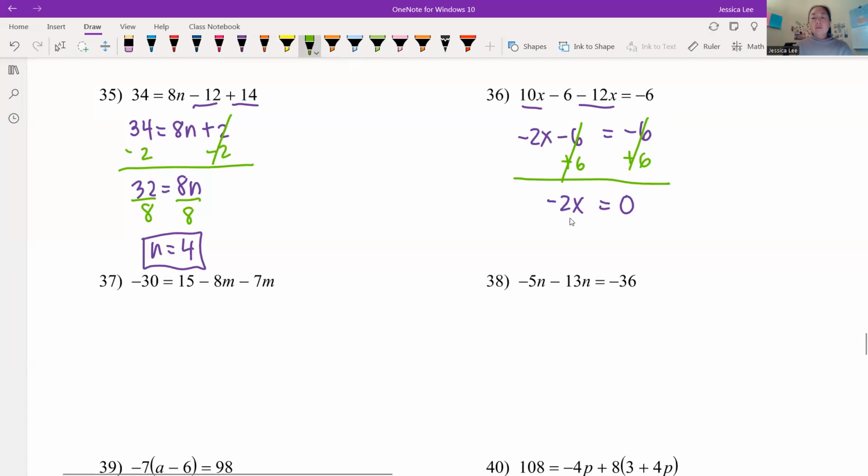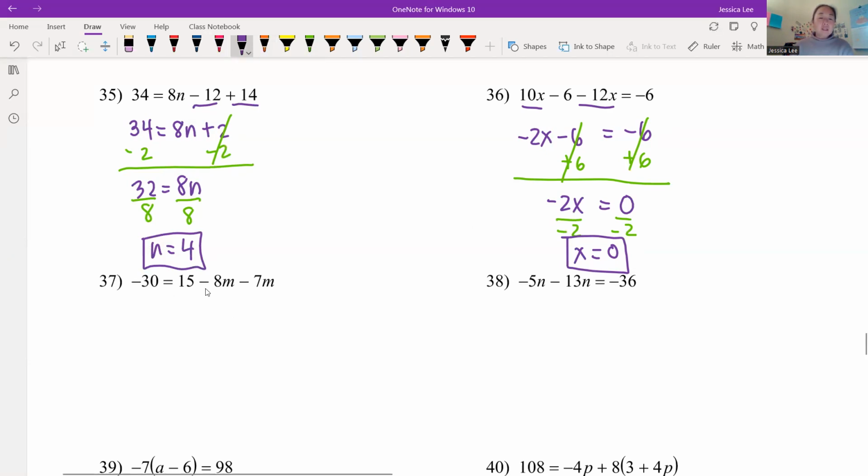Got to get rid of this negative 2. If you think about it, what is negative 2 times what will give you a 0? Think about it. Maybe you already know. So x is going to have to equal 0 divided by negative 2, which is just 0. And some people are like, what, is that an answer? I'm like, yes, it's the answer. The only way this equation works is if x is equal to 0. It's the only way. And 0 is a number.